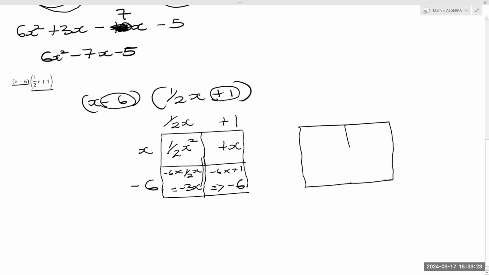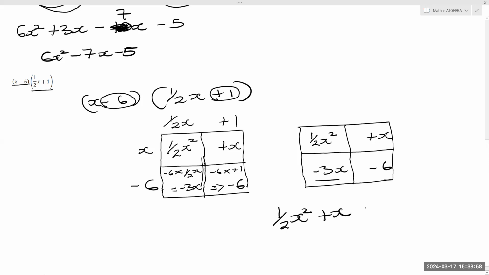Okay. So here we have half x squared. Here we have plus x. Here we have -3x. And here we have -6. So how do we arrange them? We can just do it in a zigzag manner, but it doesn't really matter because when you actually write them out, it's always best to arrange from the highest degree of the variable down. So you have half x squared plus x. Next one is negative 3x. Next one is negative 6.